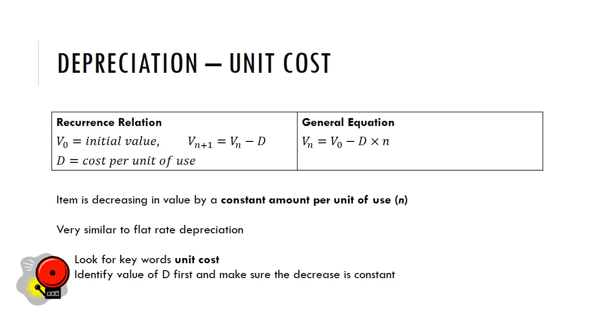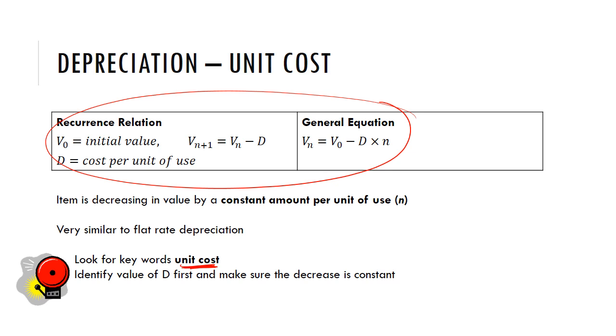So again, look for the keyword unit cost. Once you see that, this is the set of rules that you're going to be working with. The general equation looks exactly the same as the flat rate depreciation, and now your value of D is just talking about the amount per use rather than per time period.